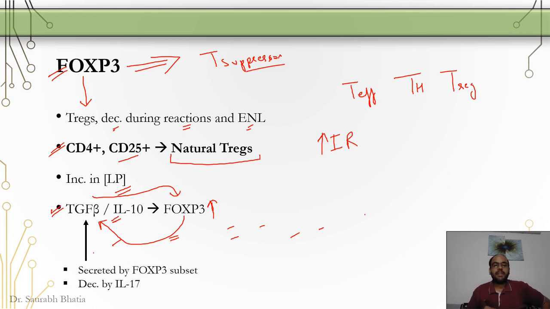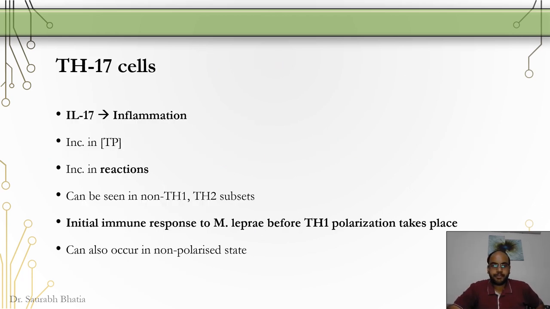And now TGF-beta is decreased by interleukin 17. Remember the video on pathophysiology of psoriasis. Interleukin 17 is a very important inflammatory cytokine. It is secreted by the TH17 subset of cells. TH17, interleukin 17, increase inflammatory reaction. So IL-17 decreases TGF-beta. Clear? Now I have told you that interleukin 17 decreases TGF-beta and increases the inflammatory activity.